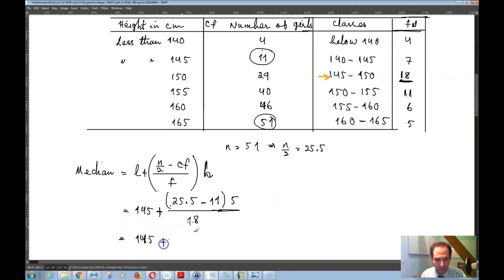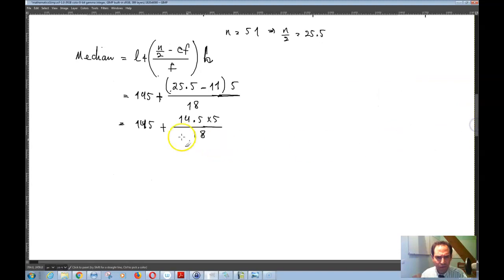So this is equal to 145 plus 14.5 times 5 over 18. There is no way to simplify this. So 14.5 times 5 is equal to 72.5. Now, 72.5 divided by 18.